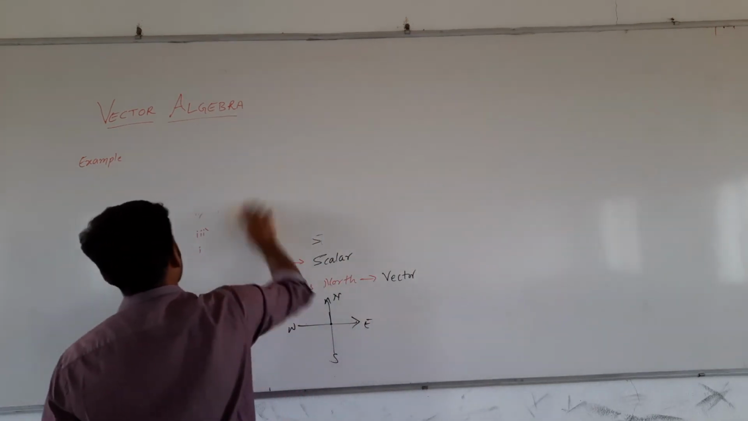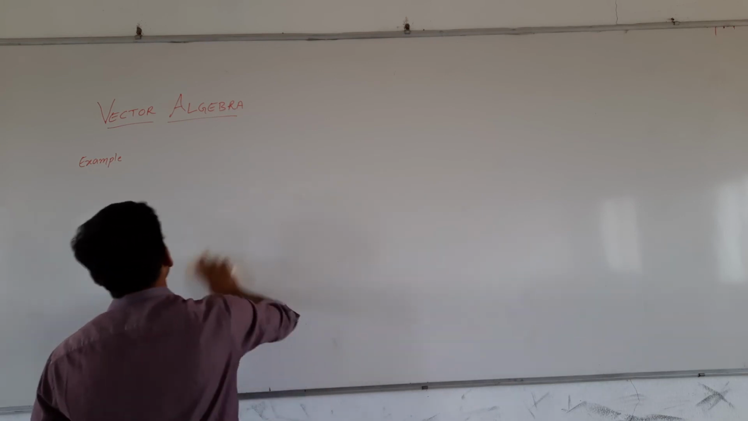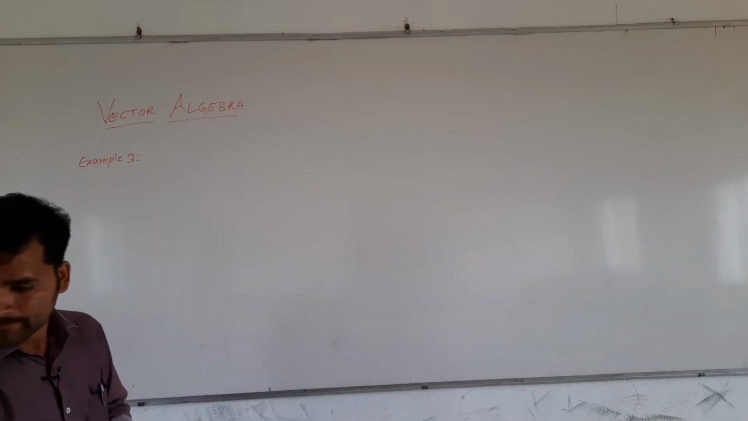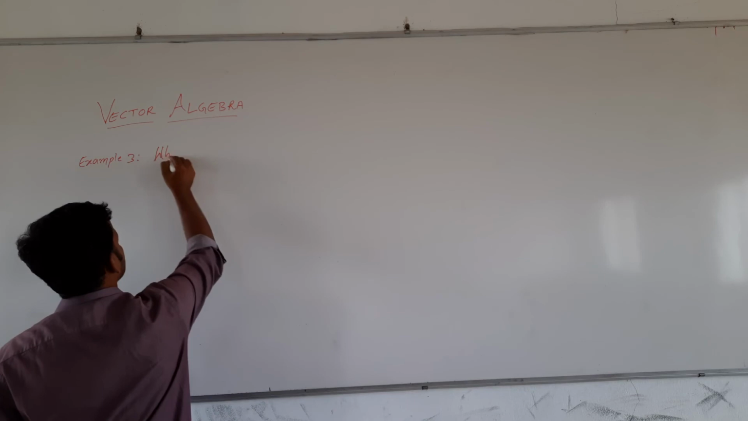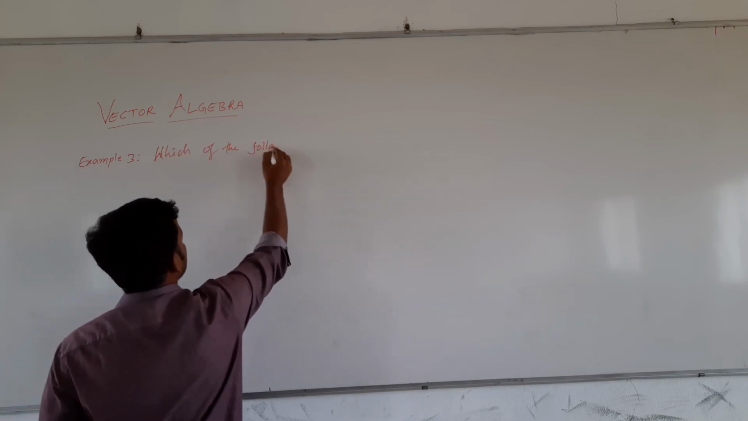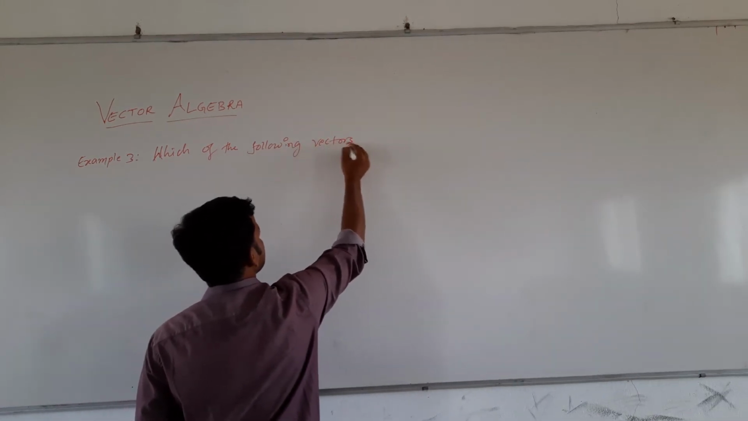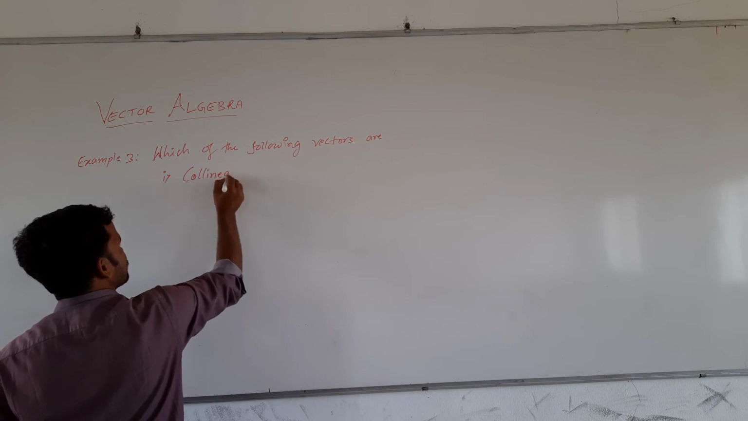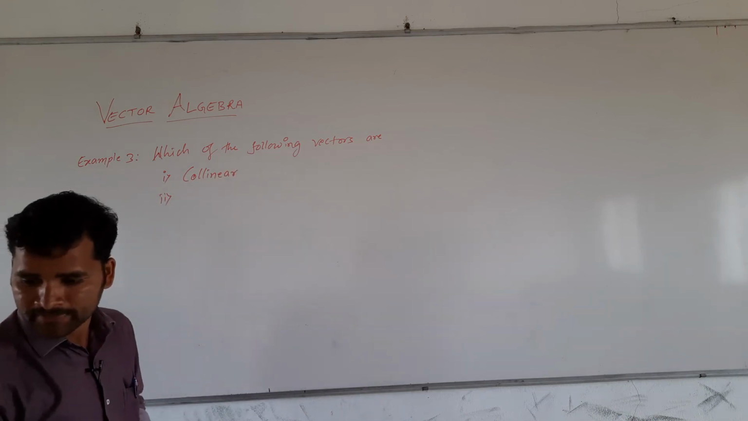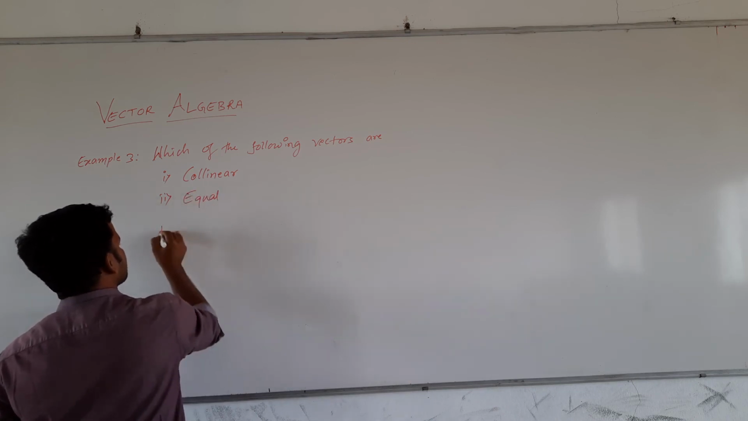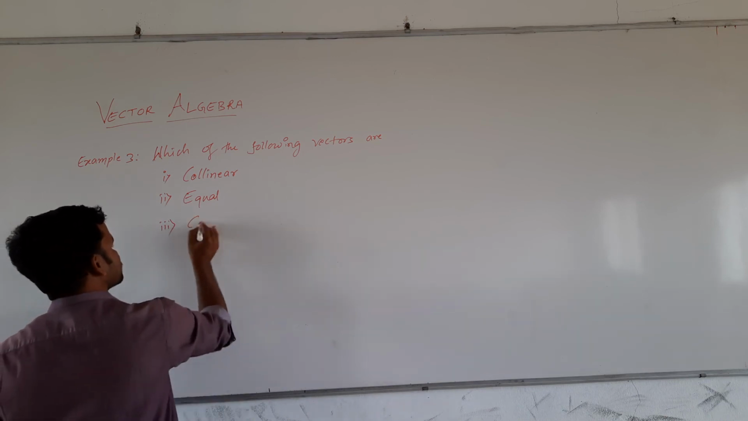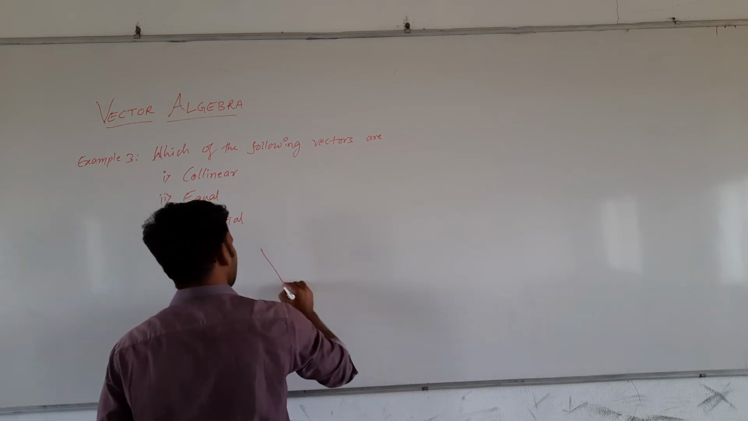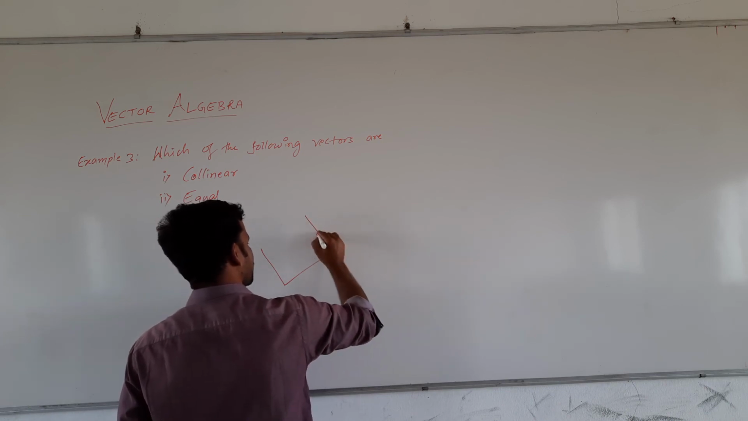Now let us take the next example, that is example 3. Example 3 is, which of the following vectors are, first one collinear, second one equal, third one co-initial. A diagram is given like this. We have to draw a straight line clearly.